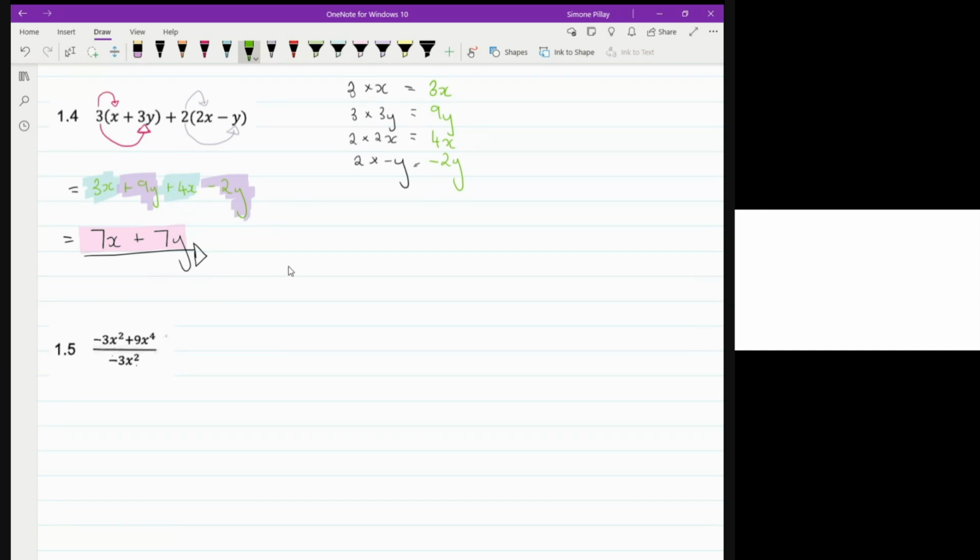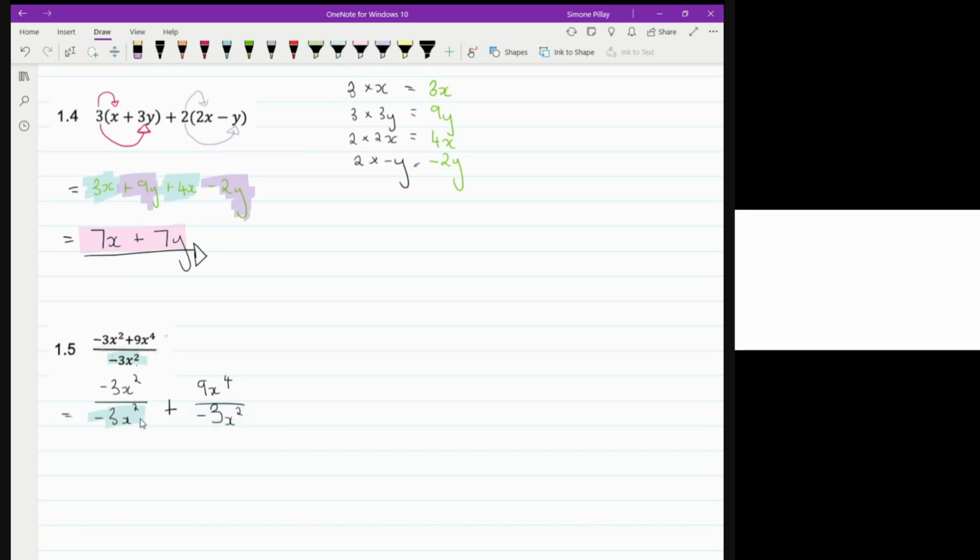Can I break the fraction though, ma'am? You can. So, ma'am, it's negative 3x squared over negative 3x squared, plus 9x to the power 4 over negative 3x squared. So when you break up a fraction, your denominator must still stay the same for all the fractions you create. Does that make sense? Yes, ma'am.